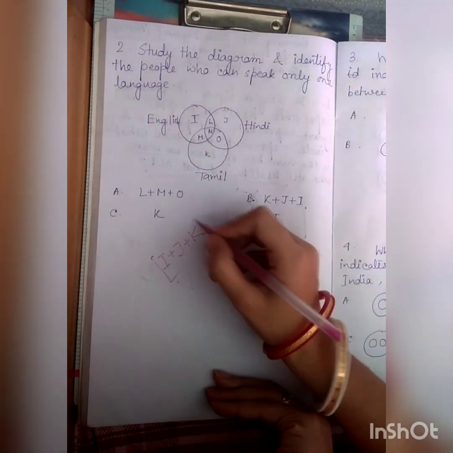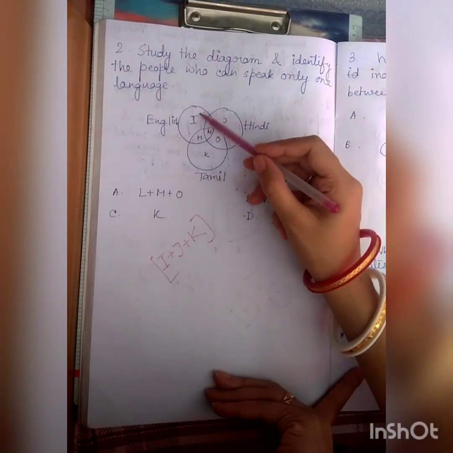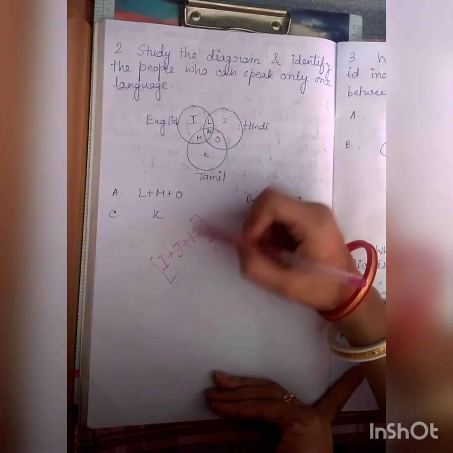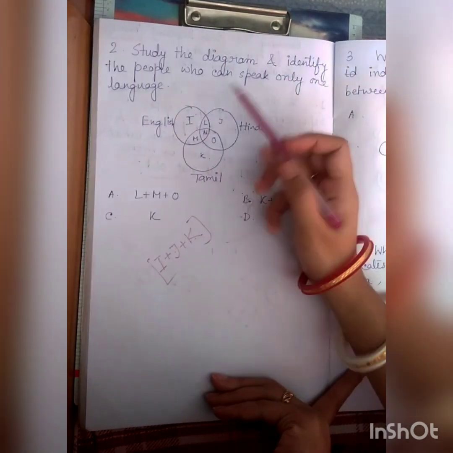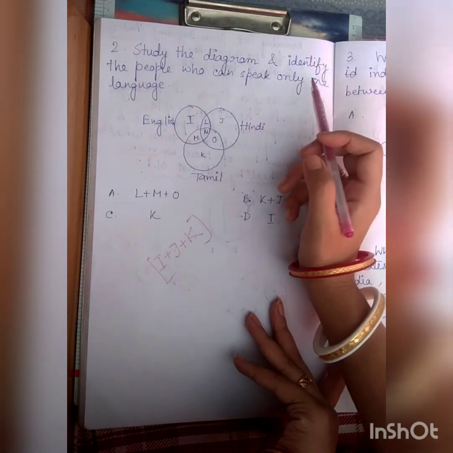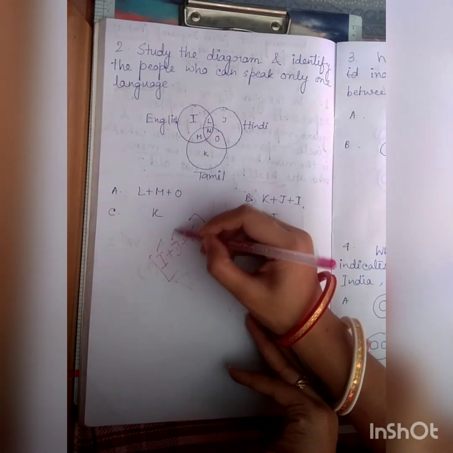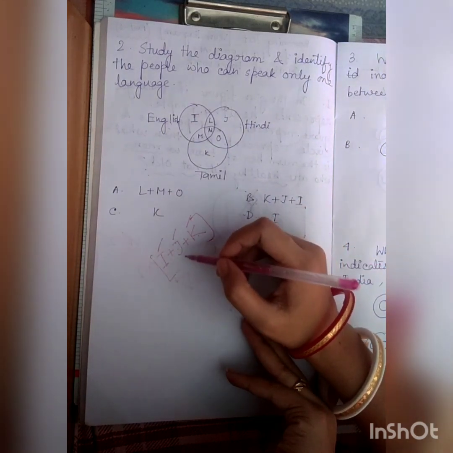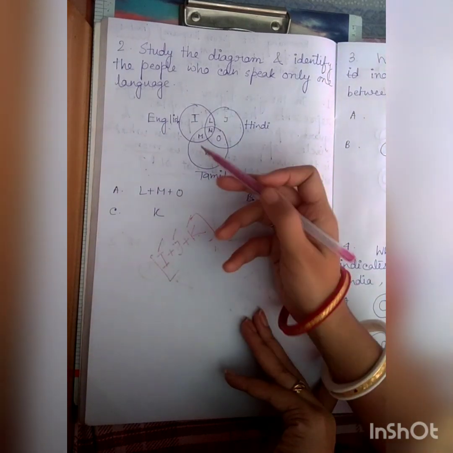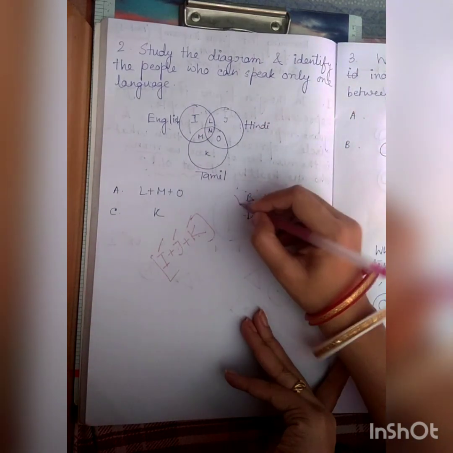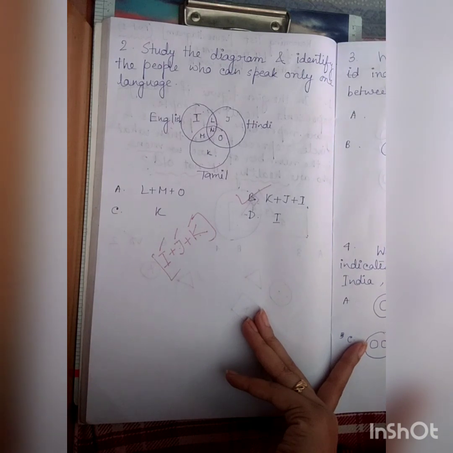So only English speaking person is I, only Hindi speaking person is J, and only Tamil speaking person is K. Here in the question it is written, identify the people who can speak only one language. So only one language means these three types of persons are speaking only one language. I is speaking only English, J is speaking only Hindi, and K is speaking only Tamil. So option B will be our correct answer. Okay.